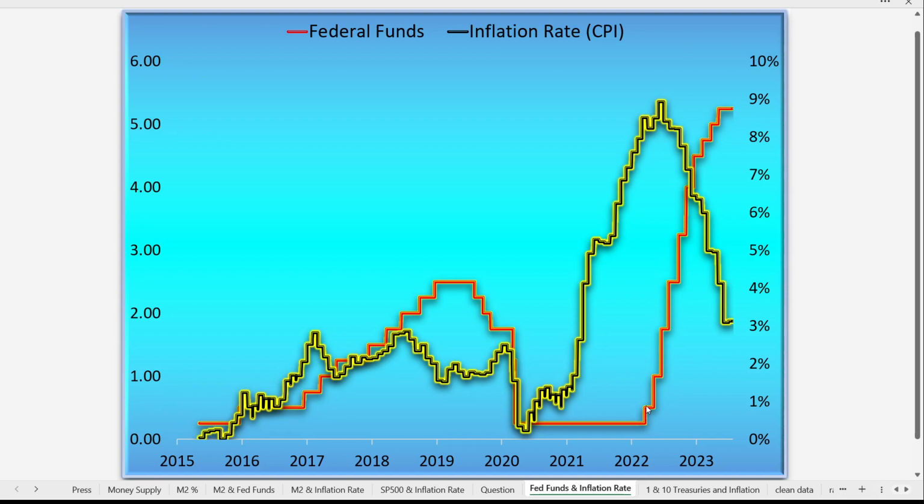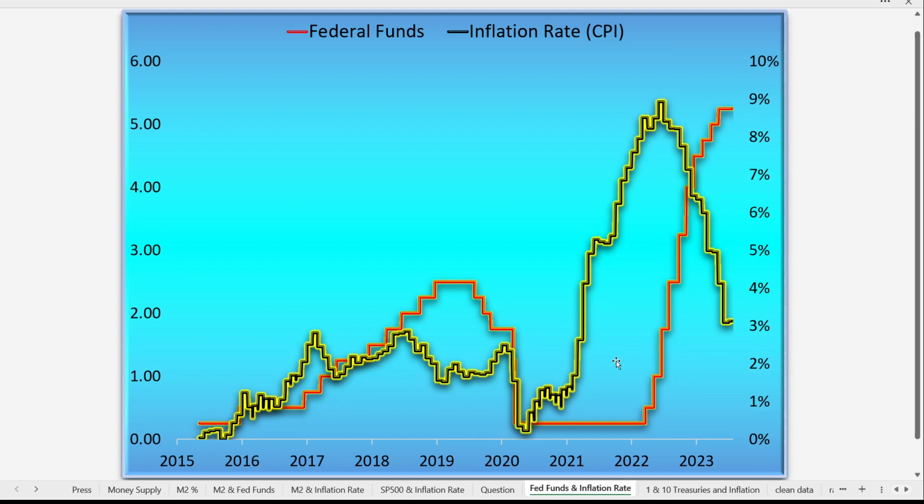Mid 2022. March, actually, first quarter, March 2022, they went to 0.5% interest rates. Where was the inflation rate in March of 2022? All the way up here. March of 2022, the inflation rate was 8.5%.